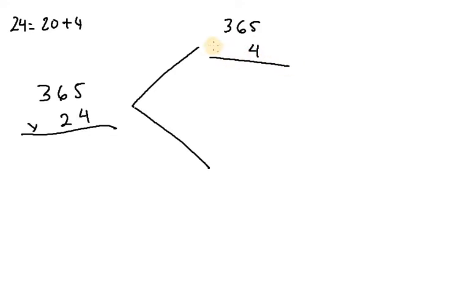So we multiply with the ones first. And then the second part is 365 times 2. But remember, the 2 over here is in the tens place, so this one is 20. I just write down the 0 in a different color so that you can see it later. Okay, now let's do the multiplication.